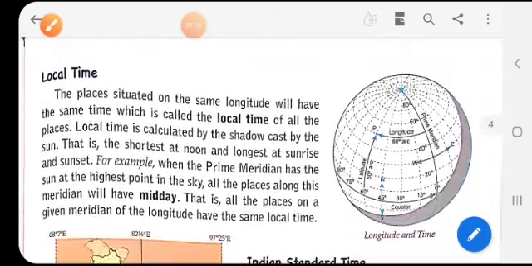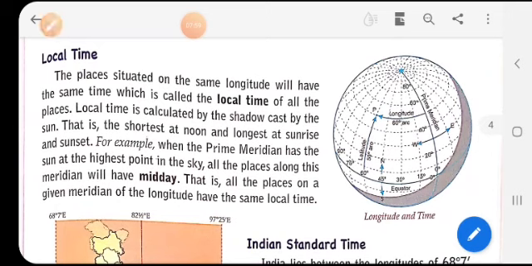Now let's learn more about it. Now let's see what is a local time. The places situated on the same longitude will have the same time. So children, this is a line that is going, and all the places situated on this line will have the same time, which is called the local time of all the places. So all these places will have the same time and will be known as the local time of all the places.